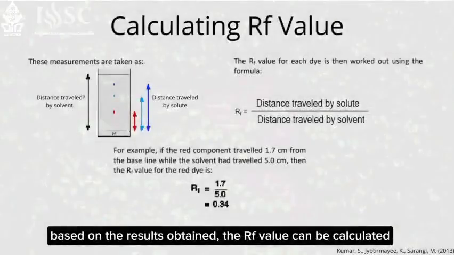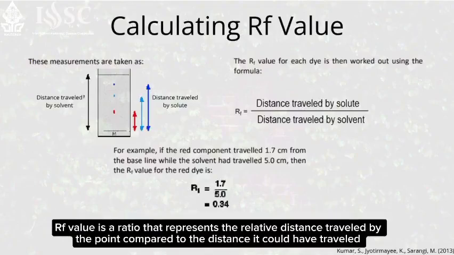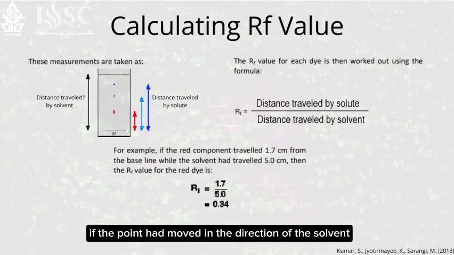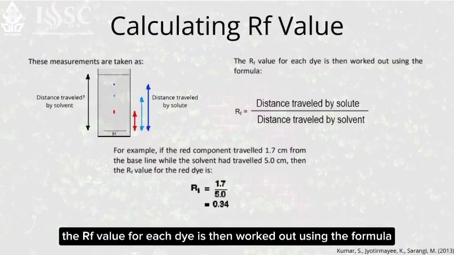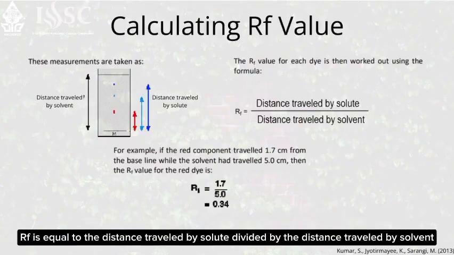Based on the results obtained, the RF value can be calculated. RF value is a ratio that represents the relative distance traveled by the point compared to the distance it could have traveled if the point had moved in the direction of the solvent. The RF value for each dye is then worked out using the formula. RF is equal to the distance traveled by solute divided by the distance traveled by solvent.